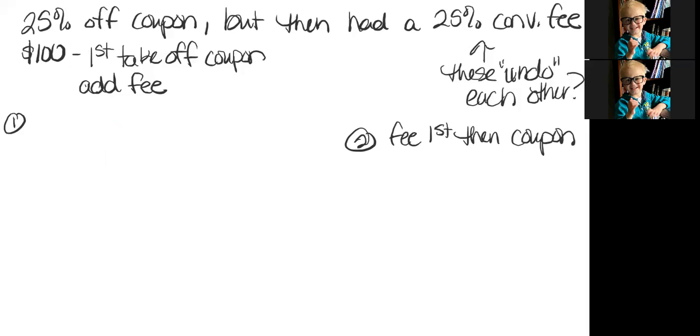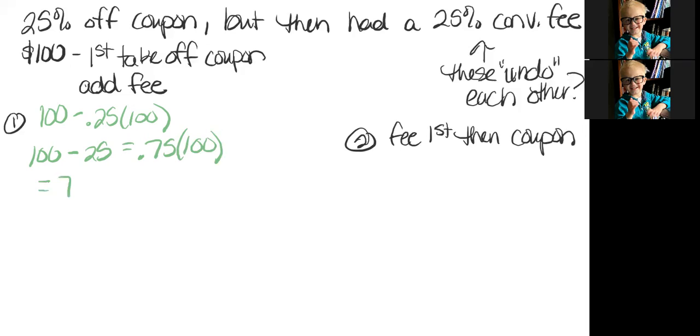All right, so first we'll do the coupon in the green. So we'll do 100 minus our coupon. We have 100 minus 25, which is the same as just 75% of 100. This is 75. And now we'll add the fee. Our fee is going to be 25%. But what is it 25% of? Is it back at the 100? No, the fee is on our current price, which is now only $75.